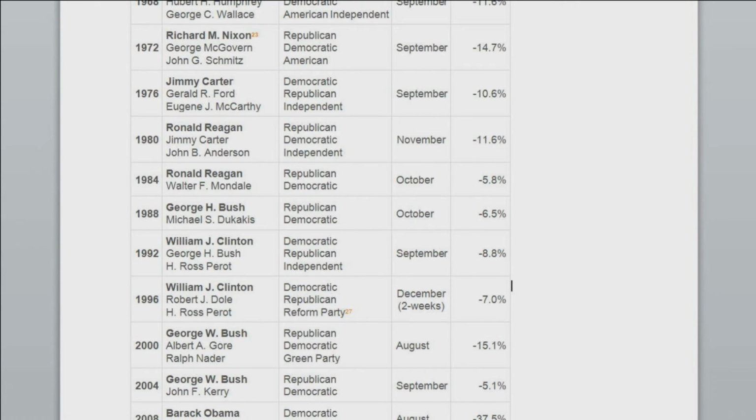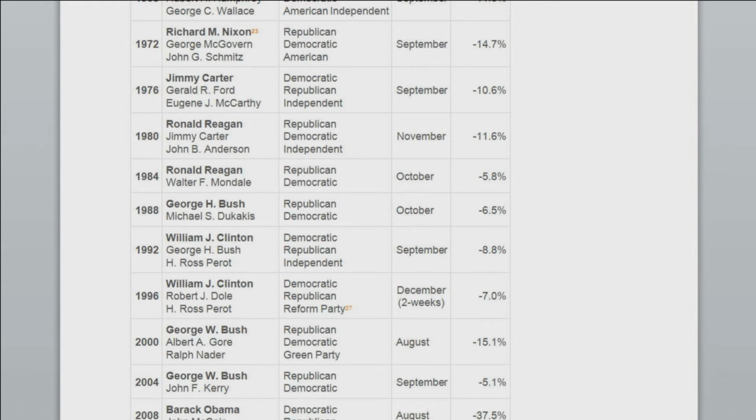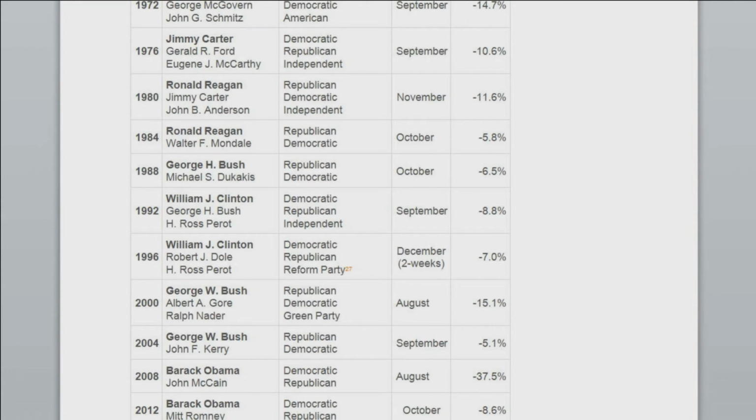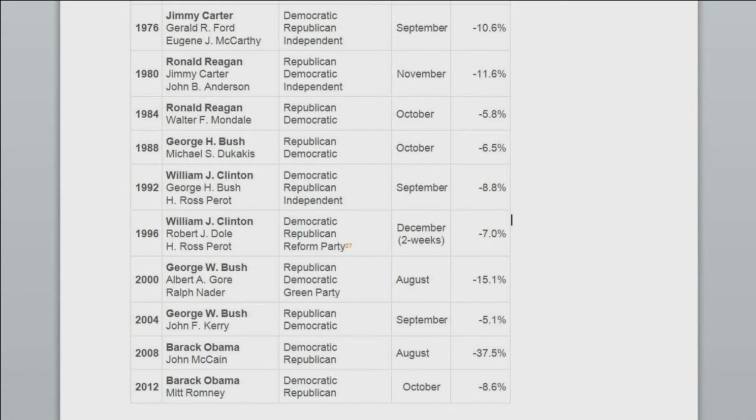Richard Nixon, second election. Of course, he didn't last because he resigned after that in 1973. But look at that. In September, a correction began, 14.7%. 76, Carter wins. In September, the correction began with 10.6%. In 1980, Ronald Reagan, 11.6% correction. It came in November. That was post-election. Ronald Reagan 2, in October, the correction started, a modest 5.8%. In 1988, George Bush, October, the correction began, 6.5%.